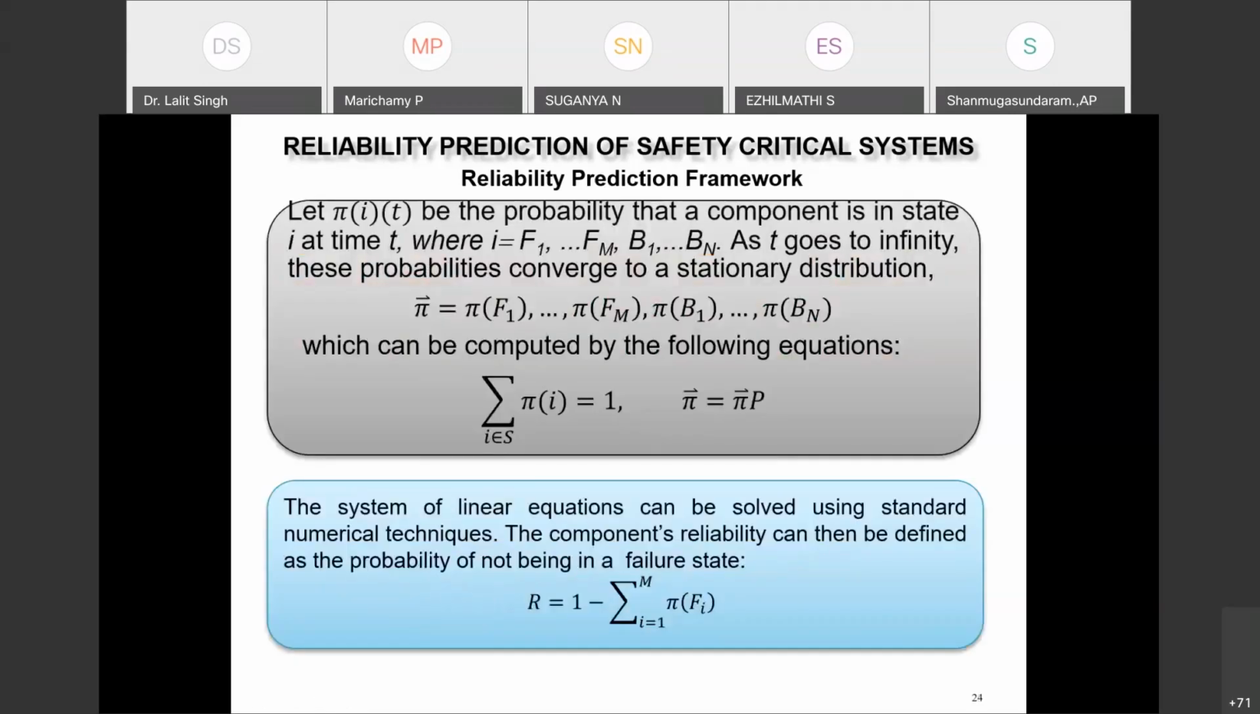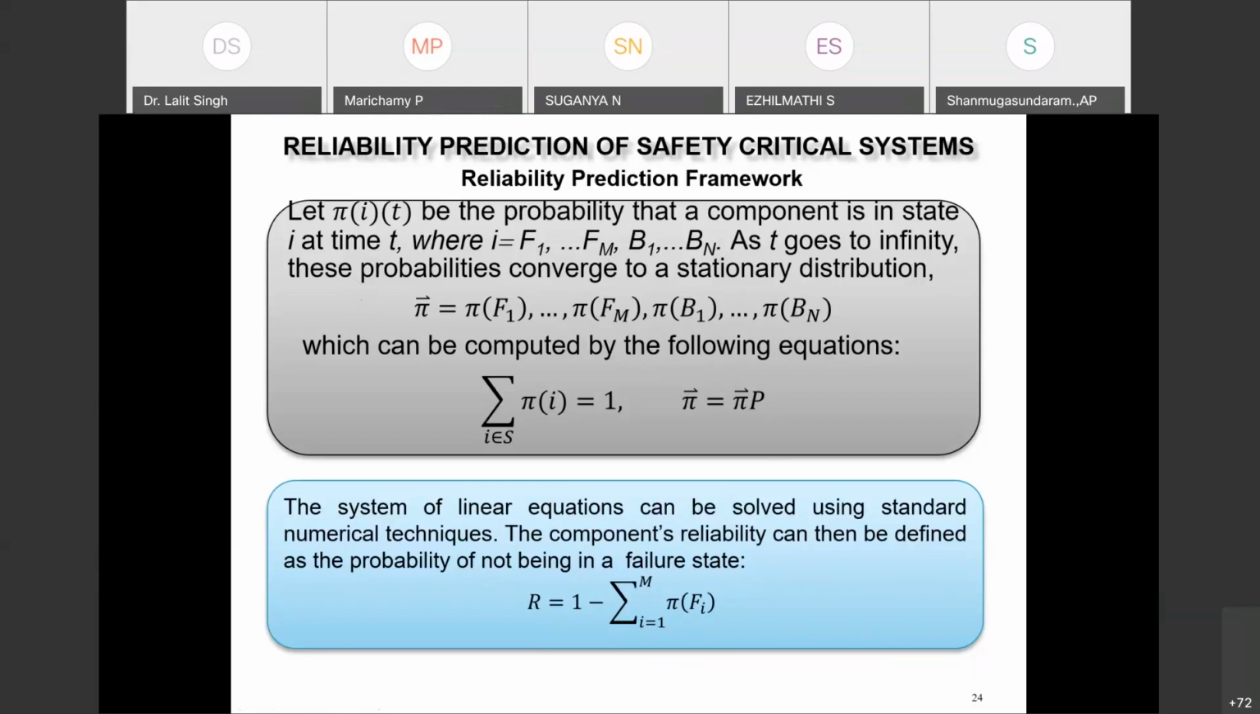Before we start discussing the case study, let us go through some of the concepts which we are going to use. Suppose pi of t is the probability that a system is in a state i at time t, where i could be failure states or behavior states. Now, as t goes to infinity, these probabilities converge to the stationary distribution. Now, this is very important.